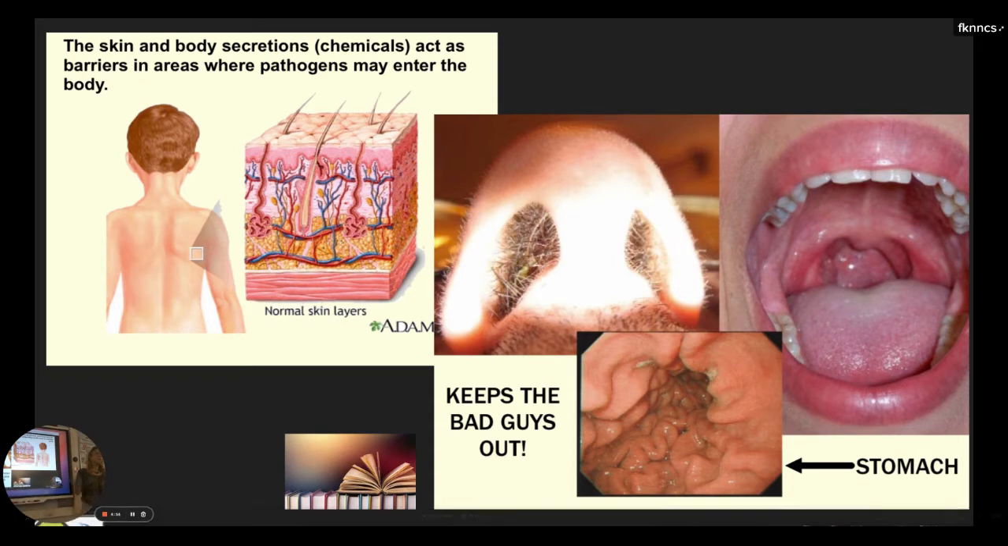All right, now, when we think about immunity and protecting our body, job one is just not to have any pathogens in our body that we even have to deal with.